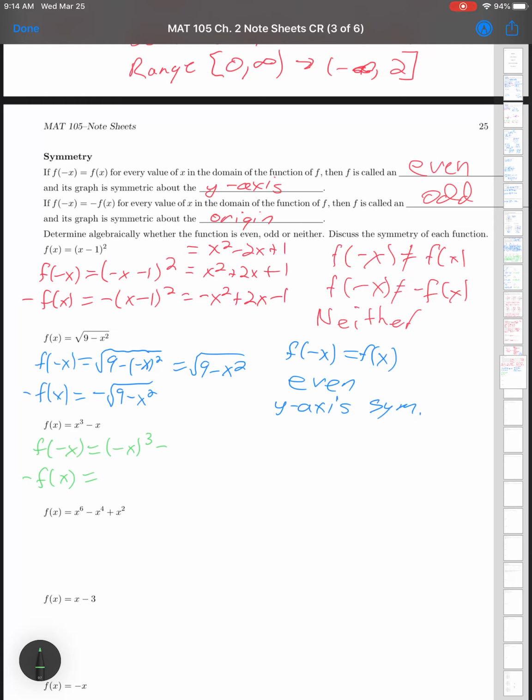So f of the opposite of x here would be the opposite of x cubed minus the opposite of x. And down here, we'd have the opposite of x cubed minus x. And so there are 3 negatives here because it's cubed. So that would be negative x cubed. And here there are 2 negatives, so that's going to be positive. And then here I can distribute the negative. So this would be the opposite of x cubed minus x plus x. Sorry. So what you should notice is these two, f of the opposite of x and the opposite of f of x, are the same. Which means this is an odd function and it has origin symmetry.